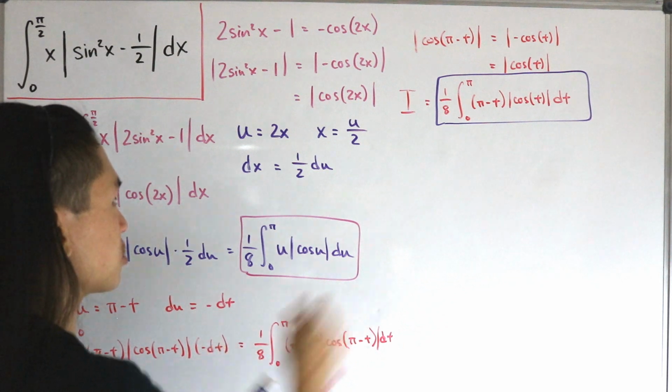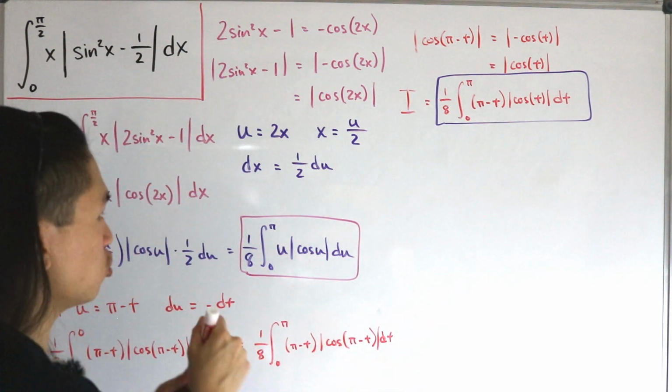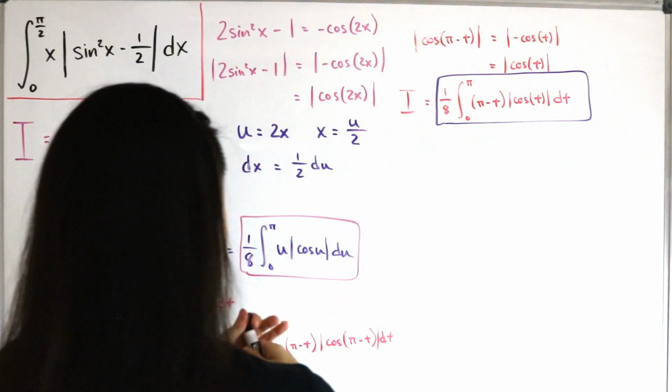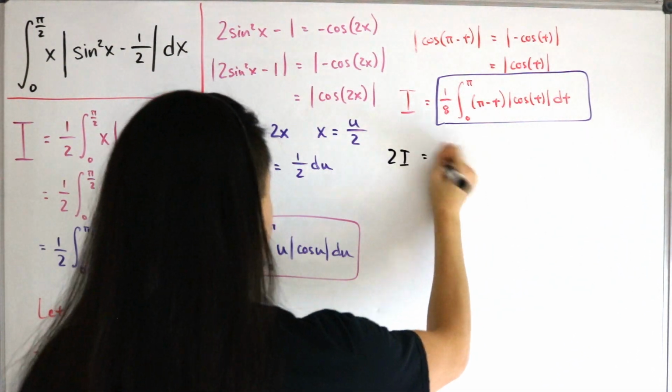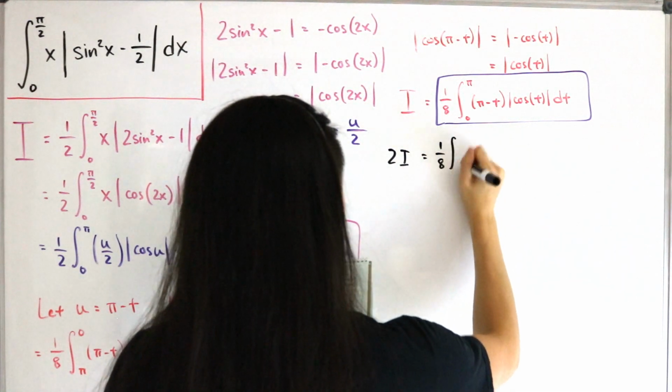So what we're going to do is take these two integrals and add them together. And so that gives us 2 times I, so double the quantity. So what we have now is 2I is going to be equal to the sum of integrals over here. So I have 1/8 multiplied by the integral from 0 to pi.